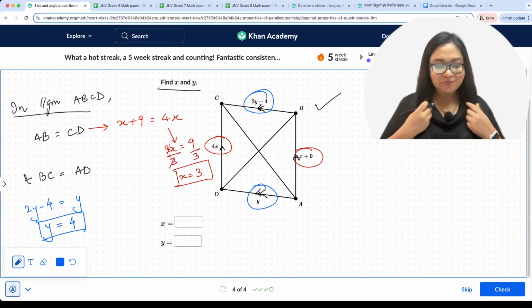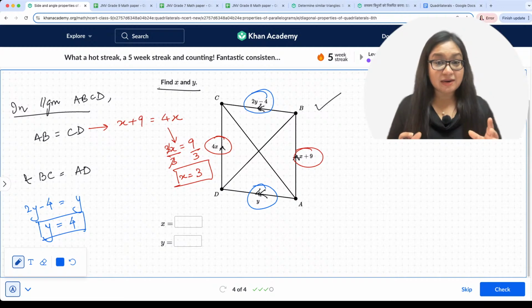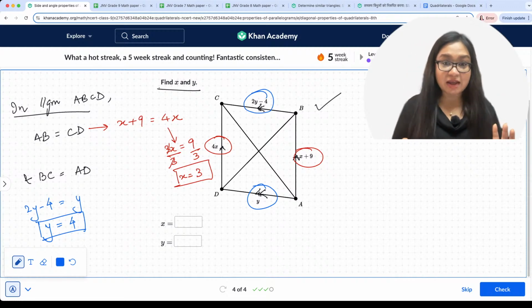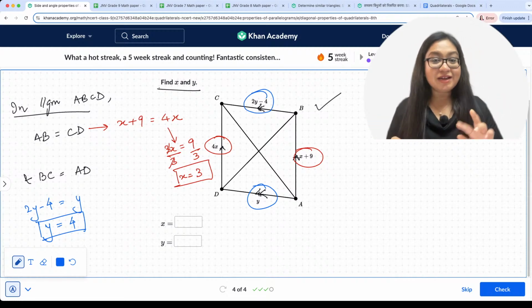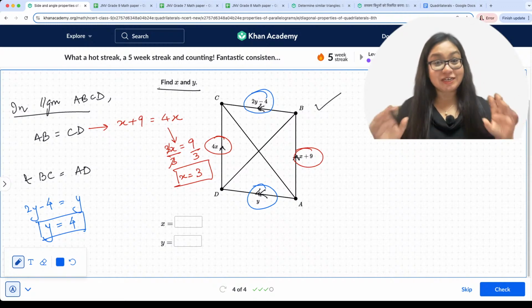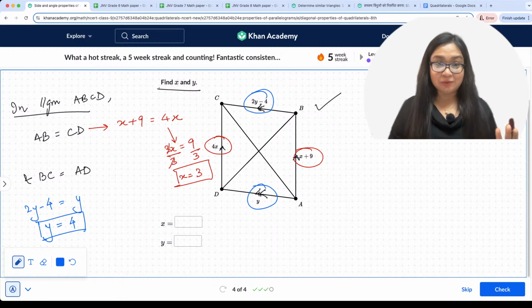Correct? So, as you can see, जैसे ही हमें parallelogram दिखता है, we can say that opposite sides are equal and parallel. Correct? Both the pairs of opposite sides are equal and parallel. Opposite angles are equal. Adjacent angles are supplementary, and so on and so forth. Diagonals bisect each other. Right? ये सारी properties होती हैं parallelogram की.